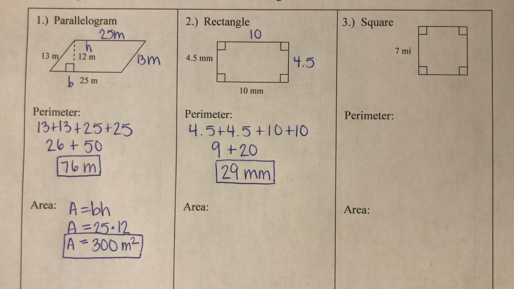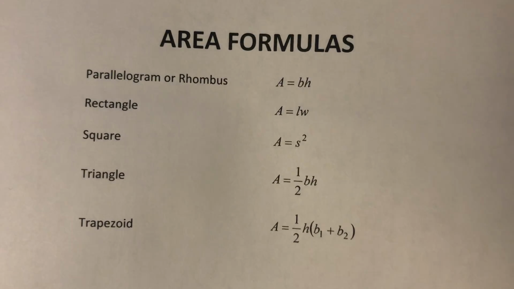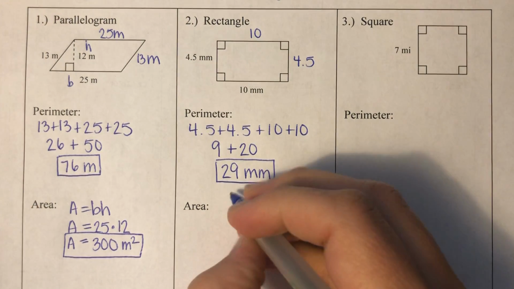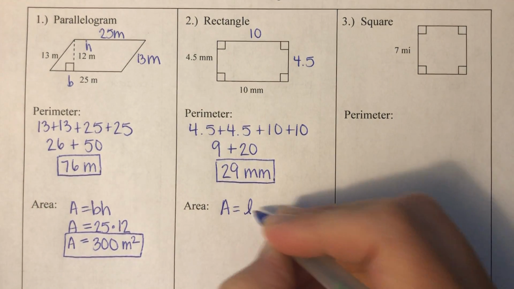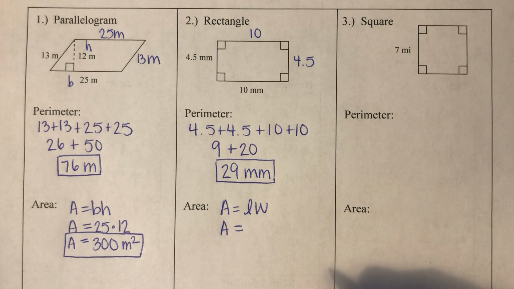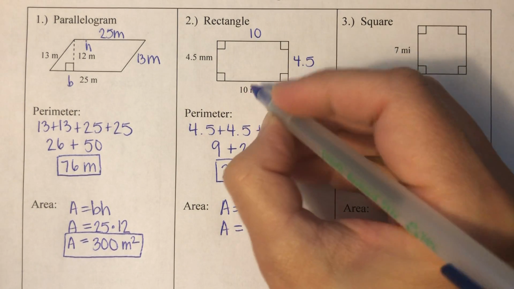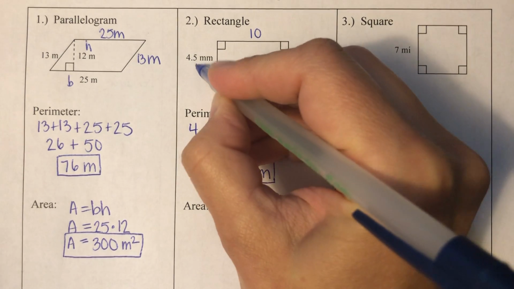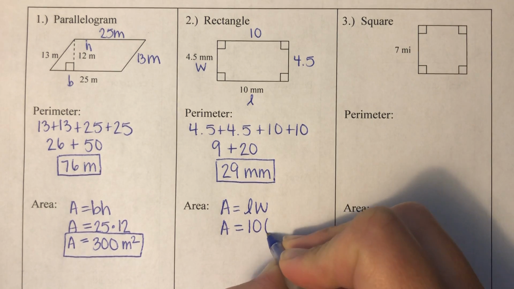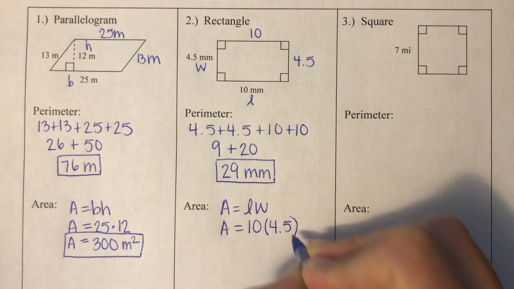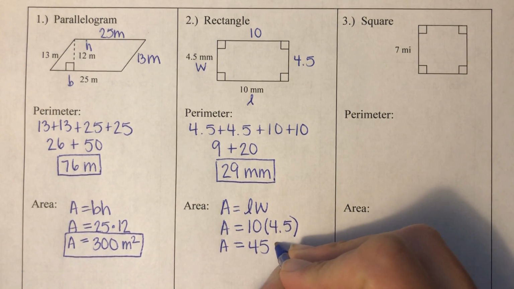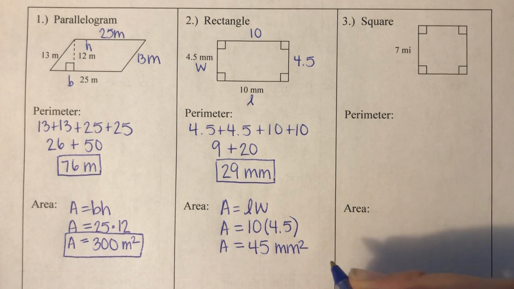All right, area, gotta go back to my formula sheet. Now we're looking at rectangle. We can see that rectangle is showing length times width. I'll write that down. Really doesn't matter which dimension you make the length and which one you make the width. I usually call this one down here the length and the side one the width. So I'm doing 10 times 4.5. And then 10 times 4.5 is 45. That unit on there, millimeters, put that little squared.